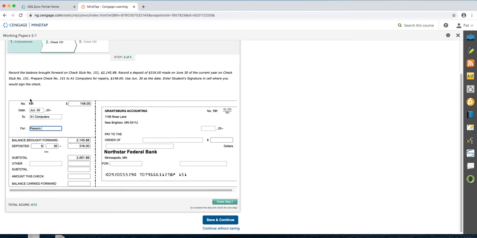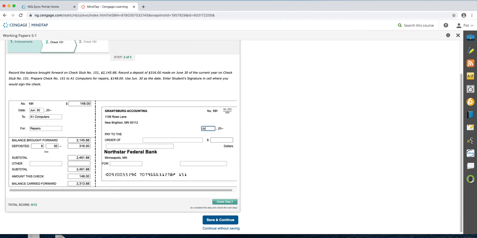So that's all up and above. Then you're going to come down here. We don't have anything in other they haven't told us about. So we just dropped the subtotal down. And then the amount of the check is 148. So we put the check number there. We have the total. So we subtract those. And you end up with $2,313.88. Okay? So that is the check stub.